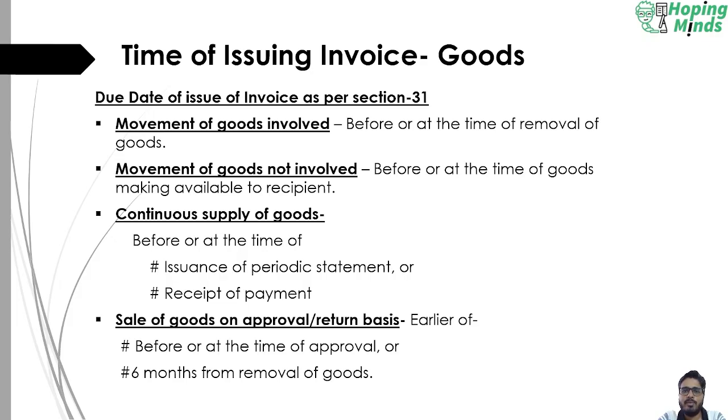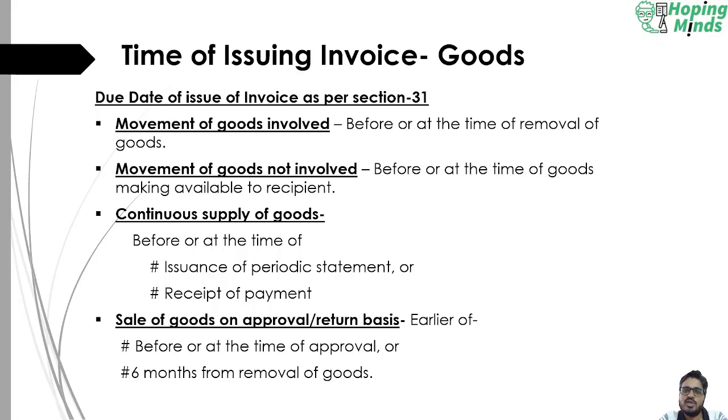Then the rules regarding time of issuing invoices against goods. The due date of issue of invoice is governed by section 31 of the Act. There can be two scenarios. One, movement of goods is involved, and another, movement of goods is not involved. In case where goods movement is involved, the due date for issuing the invoice will be before or at the time of removal of goods. In case where movement of goods is not involved, the due date for issuing the invoice will be before or at the time of goods being made available to the recipient.